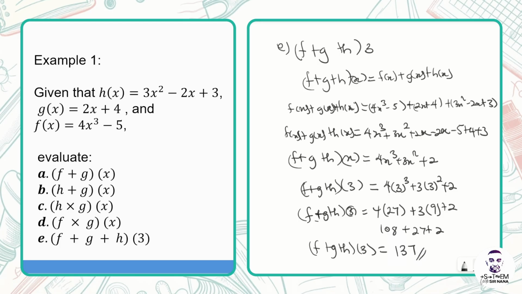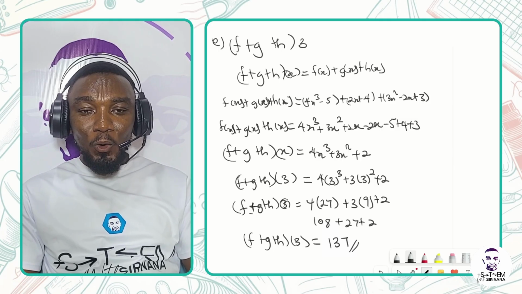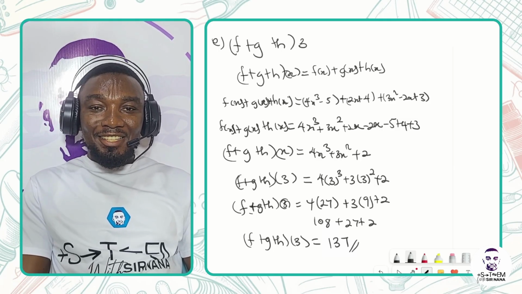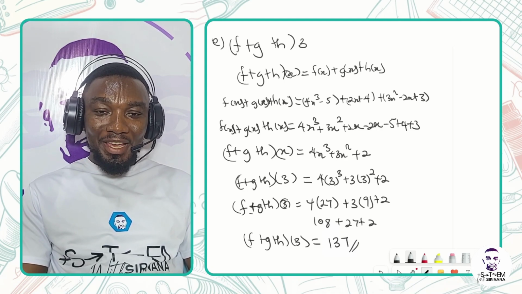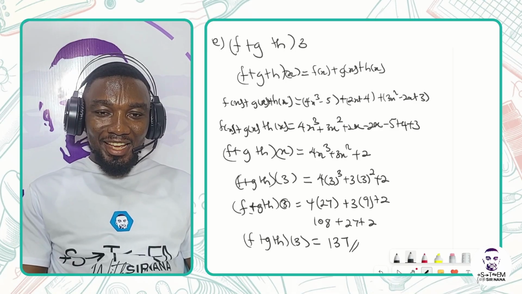So we have evaluated some functions whilst we have looked at addition and how we can multiply functions. In our next lesson, we would want to move on and look at something very interesting. We want to consider how we can find the domain, the range, and the zeros of a function.